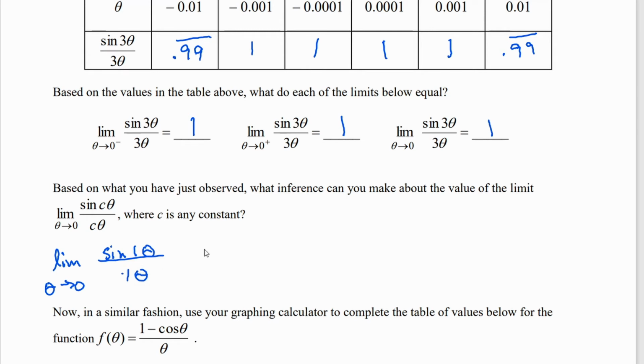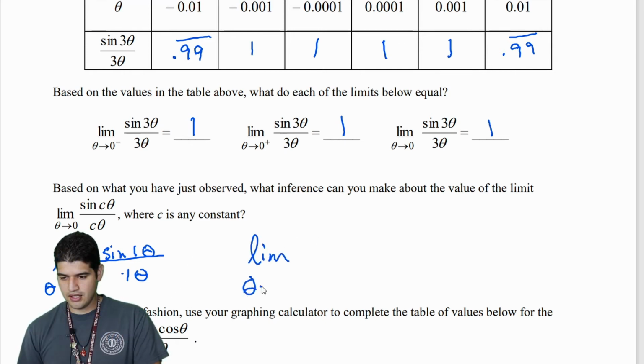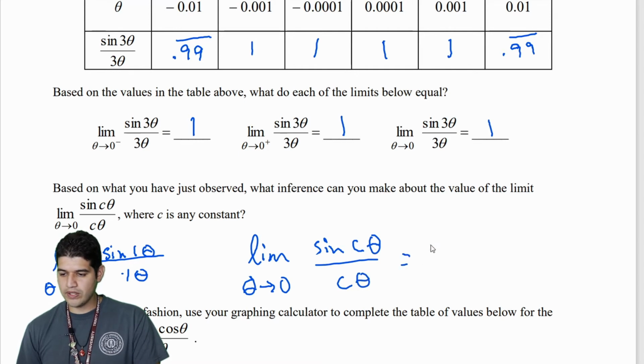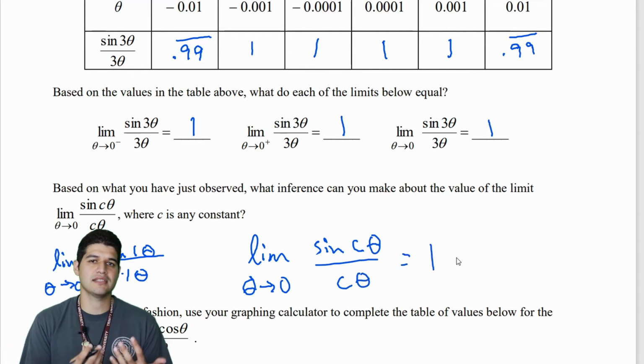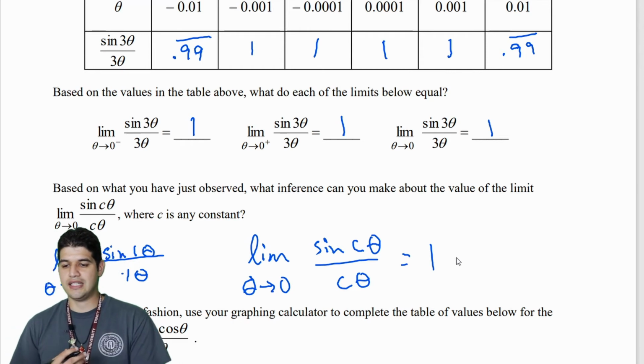Here c is any constant, and any constant means it could be anything from a negative to a positive integer. So what inference can we make? As long as I have sine of c theta on something equivalent, the limit as theta approaches 0 of sine of any constant times theta on top of that same constant times theta is always going to be equal to 1. We can infer that for any constant.